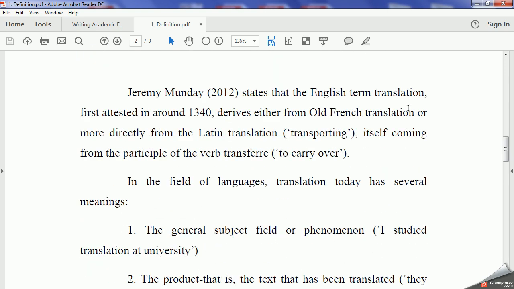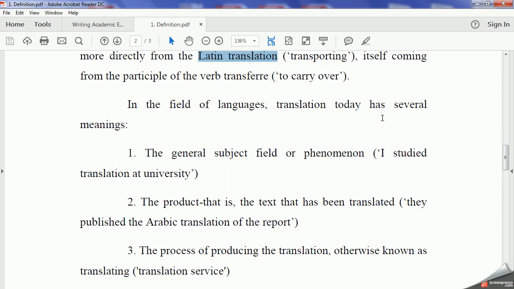Jeremy Munday states that the English term translation, this is the etymology of translation, where the word comes from, is attested around 1300 or 1340, and derives either from Old French translation or more directly from Latin translatio. So the word translation comes from the Latin translatio, which means transporting, itself coming from the participle of the verb transferre, which means to carry over.